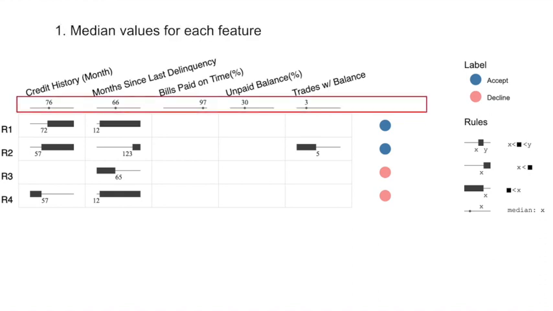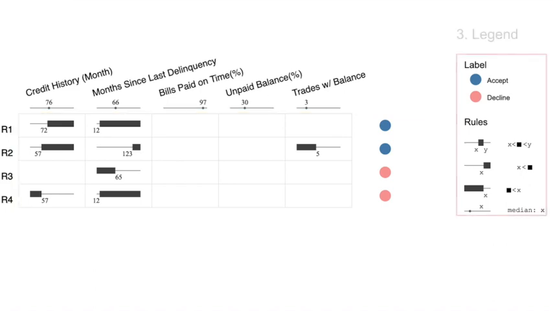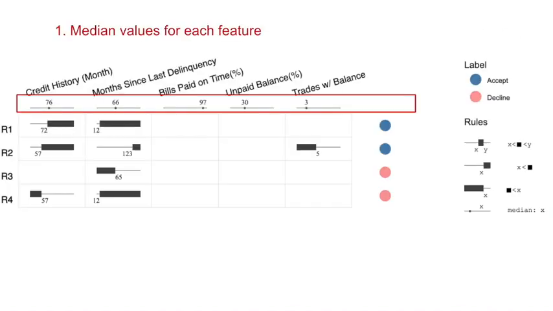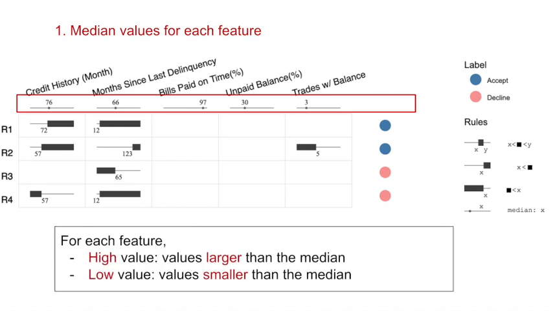First, median values for each feature, on the top. Second, rules. Third, legend area, where we explain the meaning of all the symbols and colors we use in the visualization. Please remember that the median values here are useful when using the rules. If you are not familiar with median, don't worry, just think of it as a kind of average value. Generally, we think a feature value is high if it is larger than the median of this feature. And if a feature of an application has a value smaller than median, we think this application has a low value of this feature.